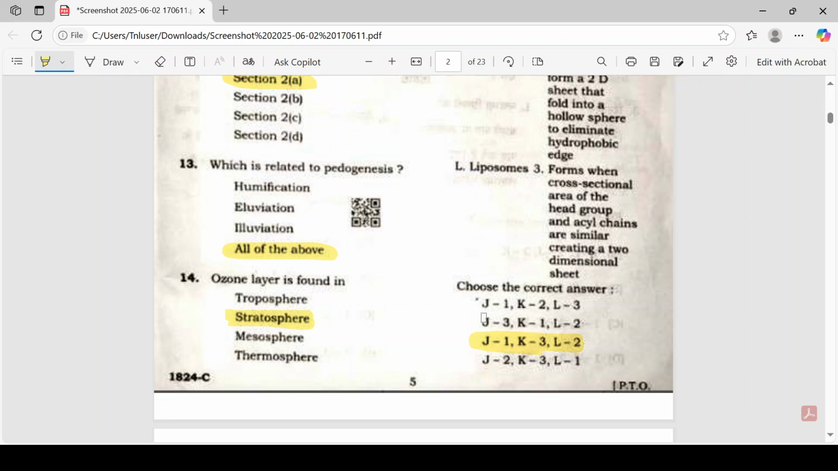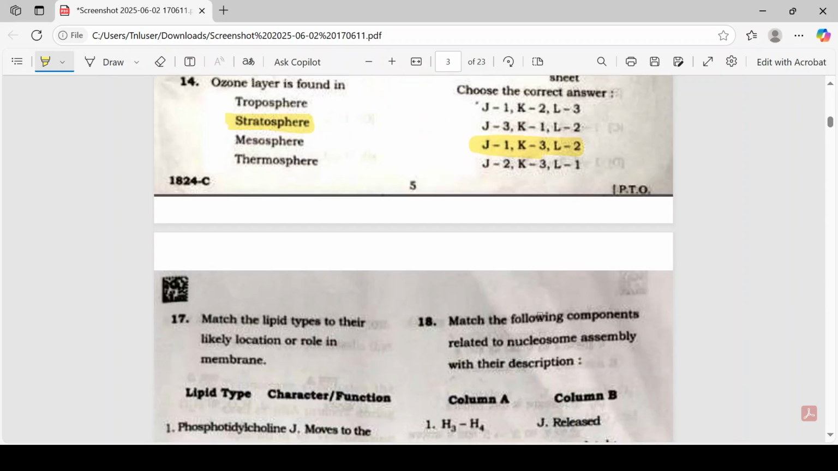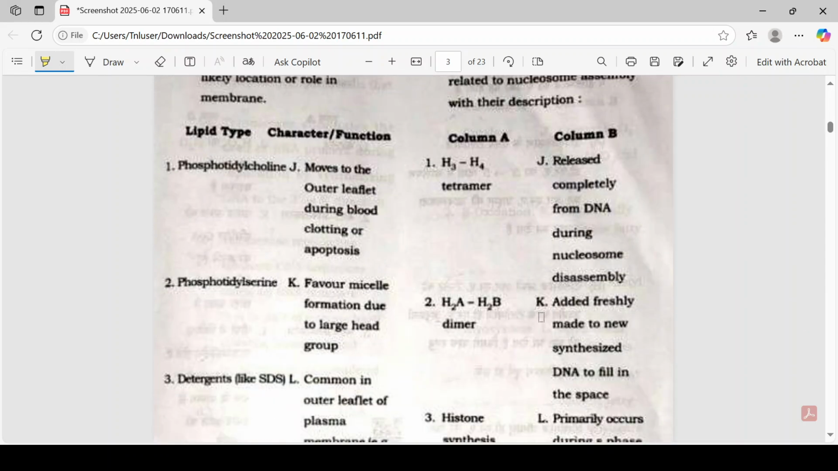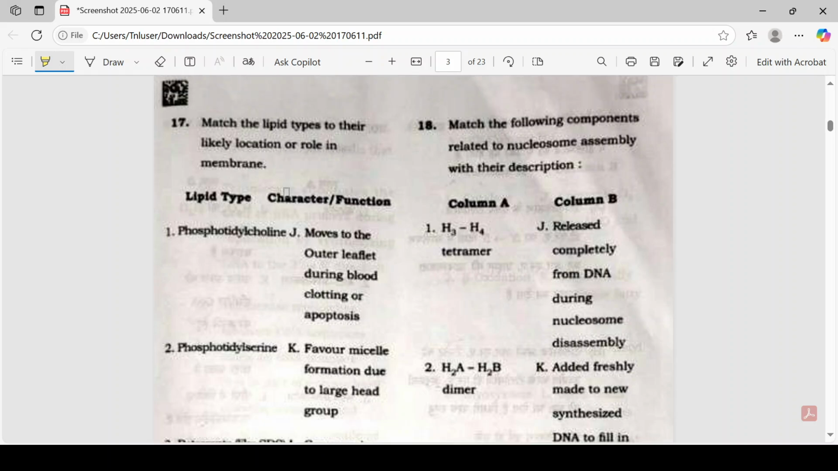Okay, so for question number 16, the correct answer will be option number C. Okay, let's now move to question number 17. Question number 17 is saying match the lipid types to their likely location or role in membrane.